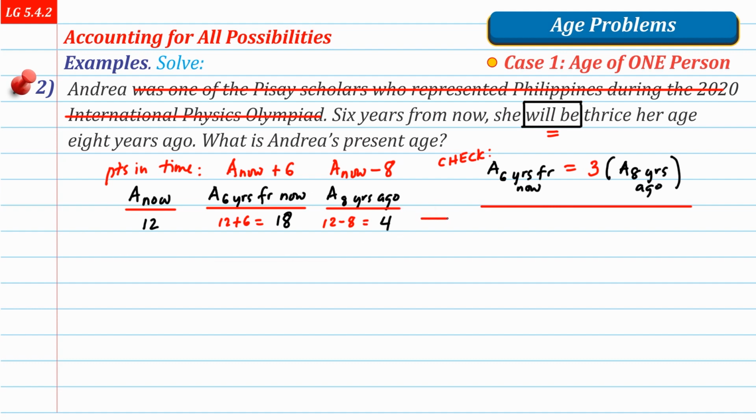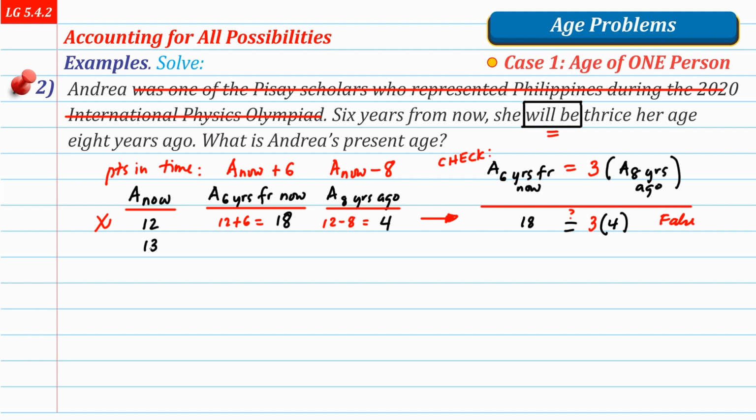Who knows, that might already be the answer. Effortless. Check. Age 6 years from now, this one, is 18. Is it equal to 3 times her age 8 years ago, which is 4? True or false? It's false. Did I lag? Okay. Therefore, wrong. Okay. Next.